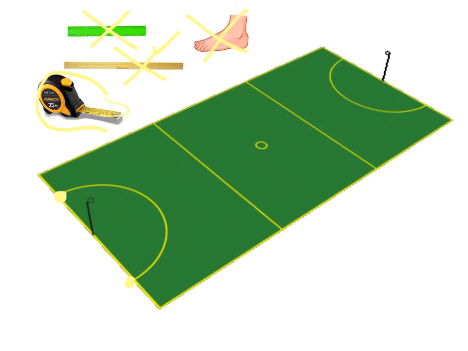So Lily has used the reasoning skill of justifying to discuss why a measuring tape would be her best option to find out the exact length of a goal circle line.